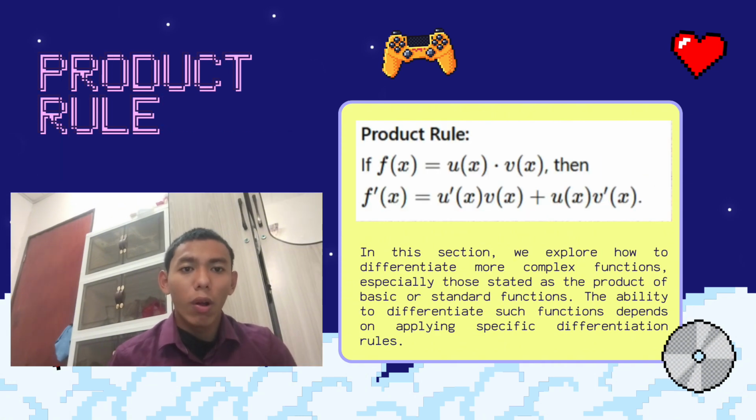And then, we also have the product rule. In this section, we explore how to differentiate more complex functions, especially those stated as the product of basic or standard functions. The ability to differentiate such functions depends on applying specific differentiation rules.